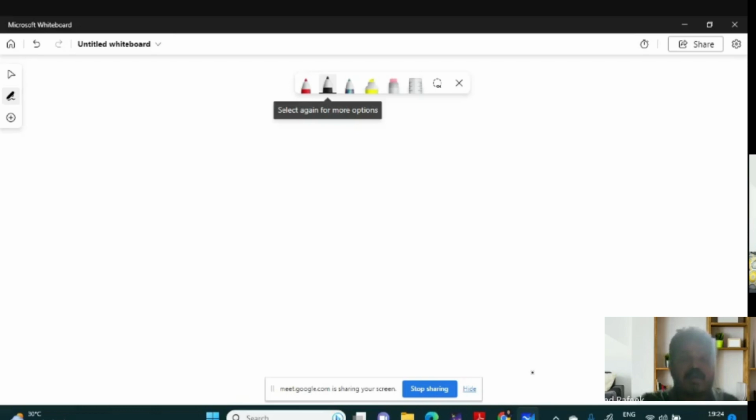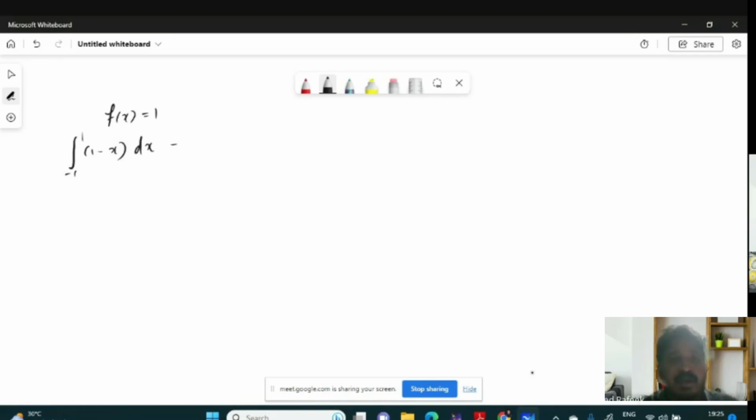First, I am going to take f of x equal to 1. Whenever a quadrature formula is given, you take f of x equal to 1, f of x equal to x, f of x equal to x square, like that. So for f of x equal to 1, the integral from minus 1 to 1 of 1 minus x dx equals x minus x square by 2 from minus 1 to 1.